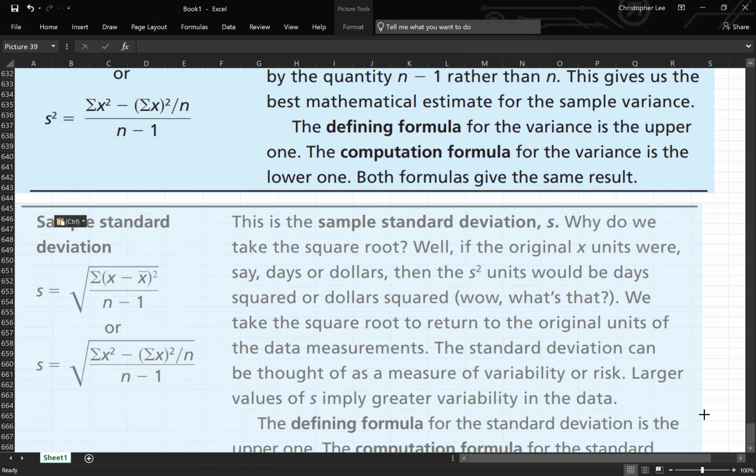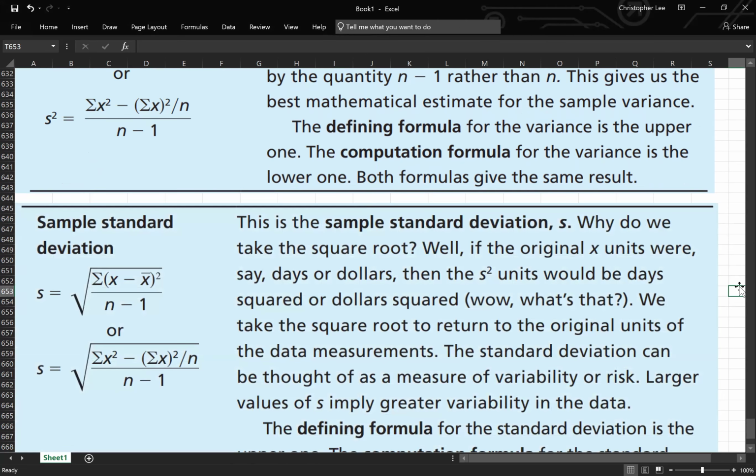Let's say we have a sample standard deviation. Our sample standard deviation is the square root of the variance, or the square root of the sum of x minus x bar squared divided by n minus 1, or the square root of the sum of x squared minus the sum of x, quantity squared, divided by n, and then divided by n minus 1. So this is the sample standard deviation S.